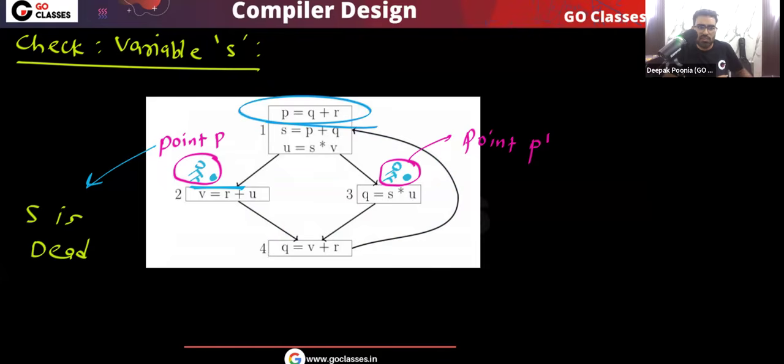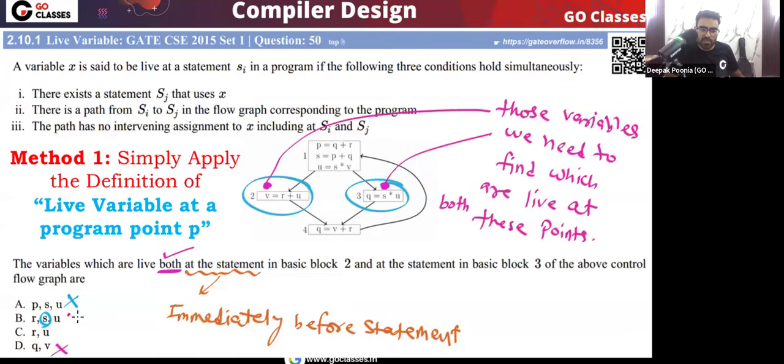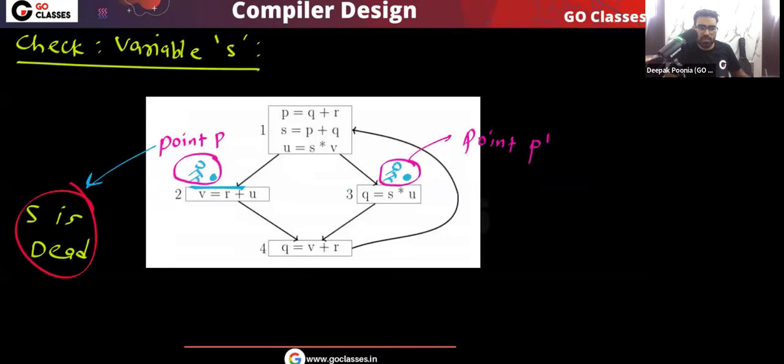So this instruction I will execute, there is no S. Then this instruction here we are defining S. So before using S, we are defining S. So S is dead here. Because S is dead, I can say that this option B is also eliminated. The answer will be automatically option C. But of course, we will check R comma U for complete analysis purpose. But did you understand that this variable S is dead at point P?